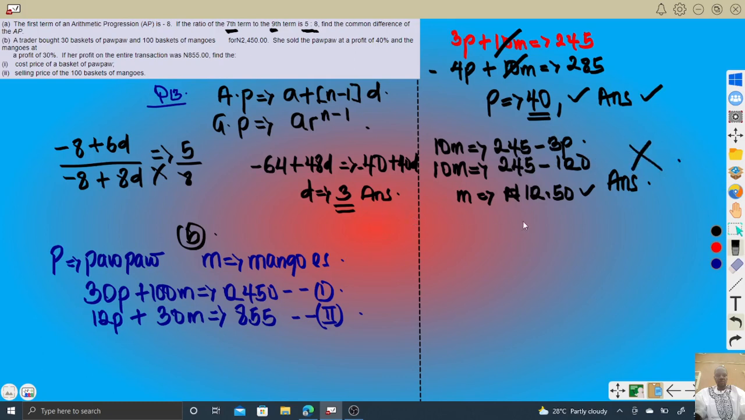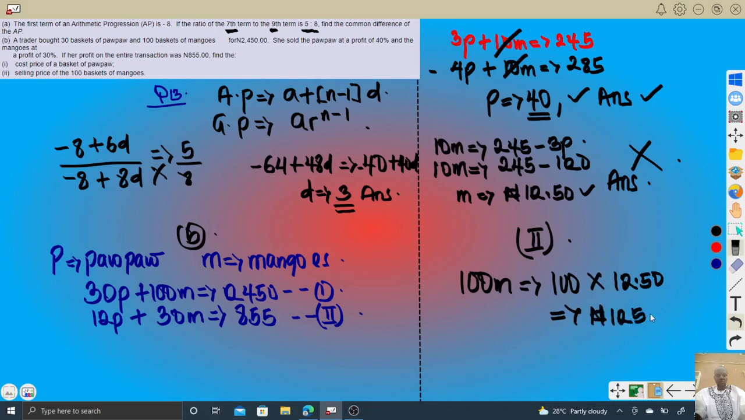The second question says the selling price of 100 baskets of mangoes. Each of them is 12 naira 50 kobo. So it will just be 100 multiplied by 12.50. If you do this, it is 1,250. So that's the answer, guys.